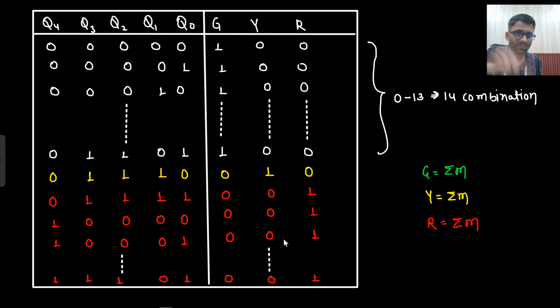Now after that, what am I doing? I am designing a combination circuit such that if this particular input is there, then it should throw yellow light. Only one combination here should throw yellow light.